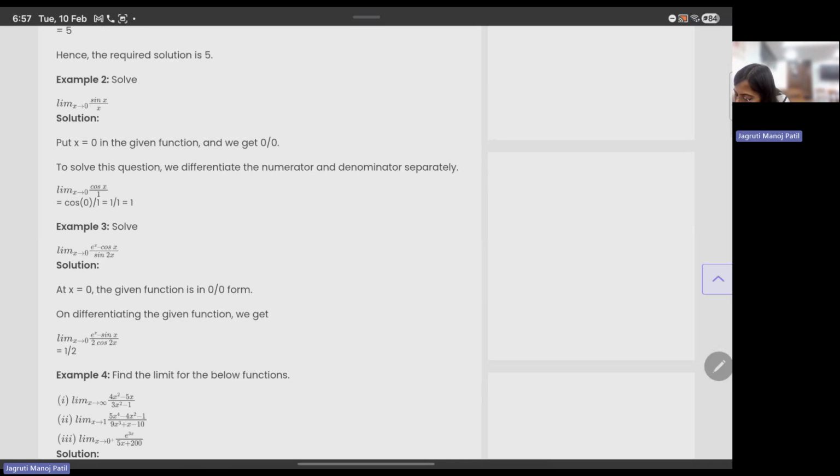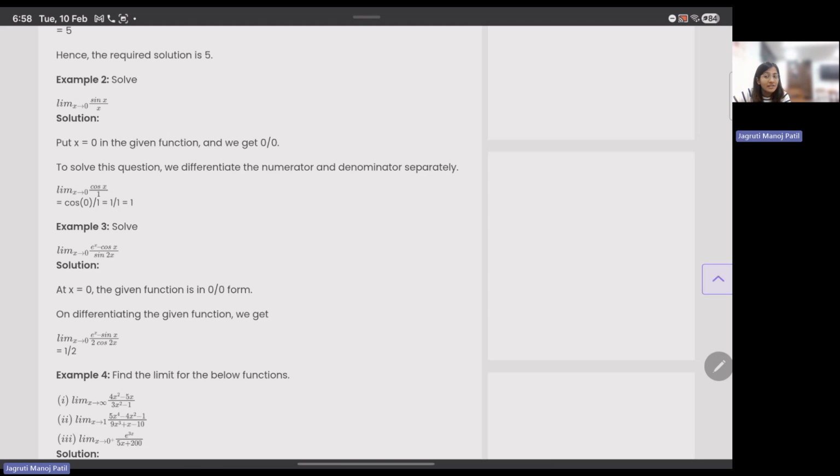Similarly, one another complex function: in this case, you have the limit as x tends to 0 of (e raised to x minus cos x) by sin 2x. Now you see, add 0. This is 0: 1 minus 1 is 0. The below one is sin 2x, that's also 0. Now you apply the limit over here. How do you do so?